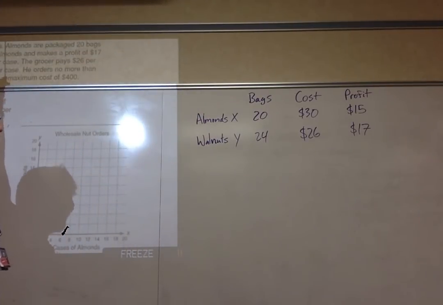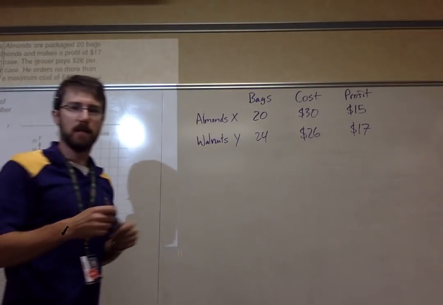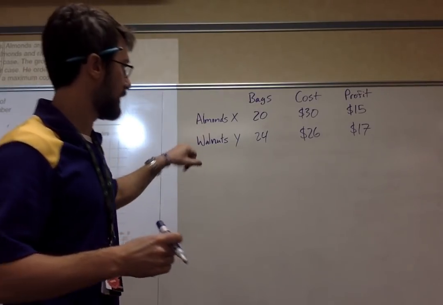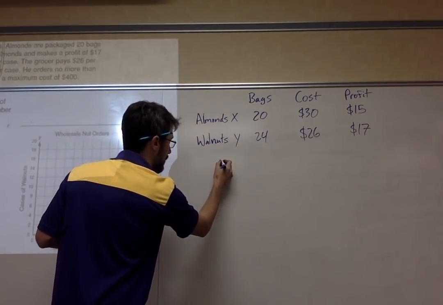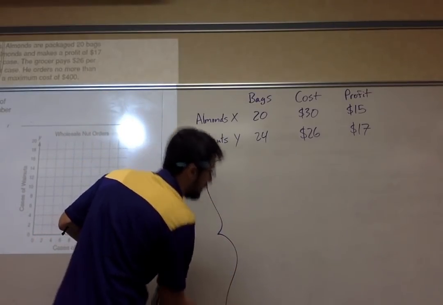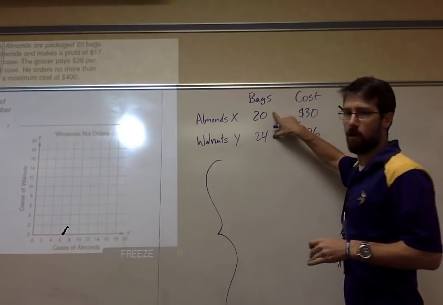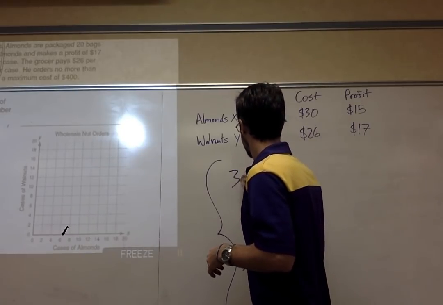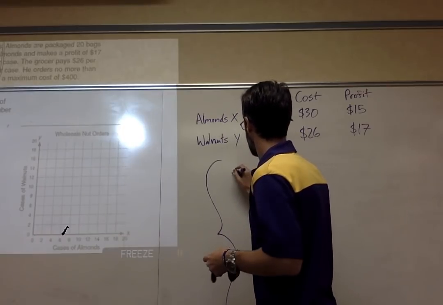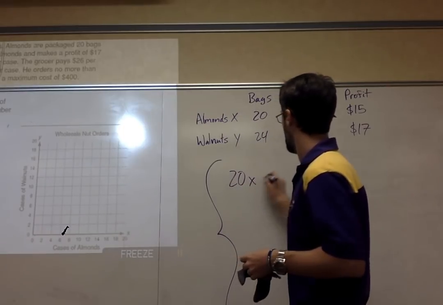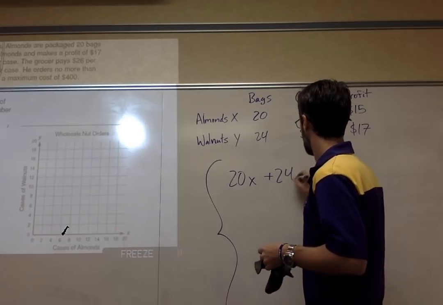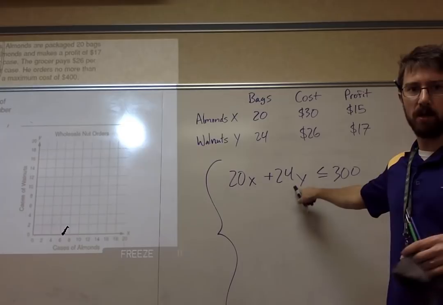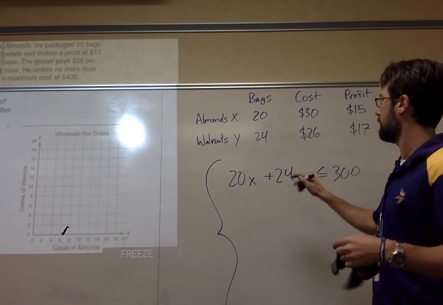So the first part of the problem then, part A, was come up with the system of inequalities that's going to satisfy this. So I know that I can have no more than 300 bags of both of these combined. So, 20x. So that's the inequality that is going to satisfy the first part for the bags.